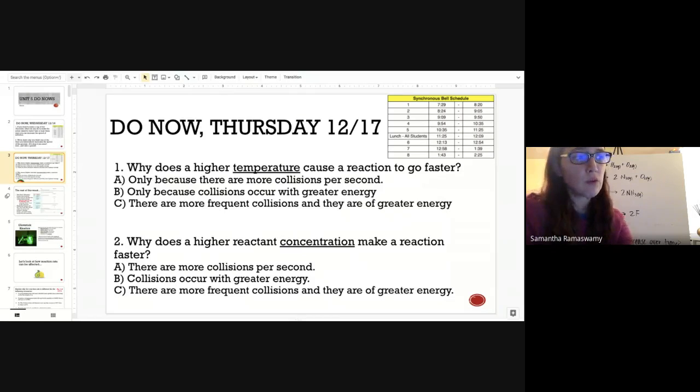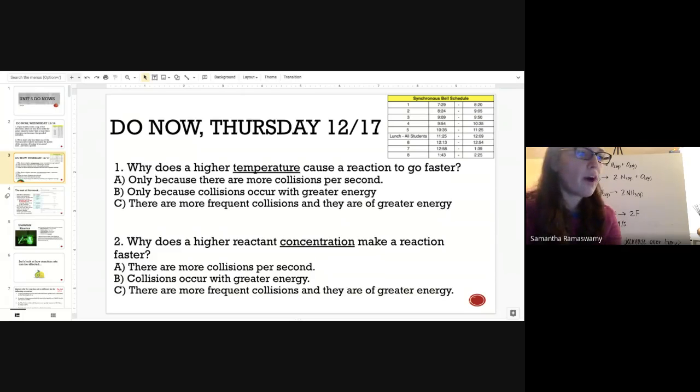So for number 1, why does a higher temperature cause the reaction to go faster? That is because of C. There are more frequent collisions and they are of greater energy. So on your do now paper, under Thursday, for number 1, you can put C.